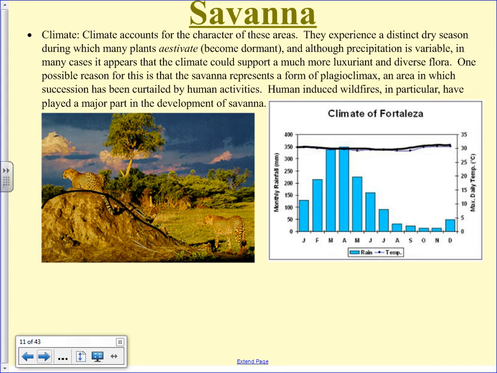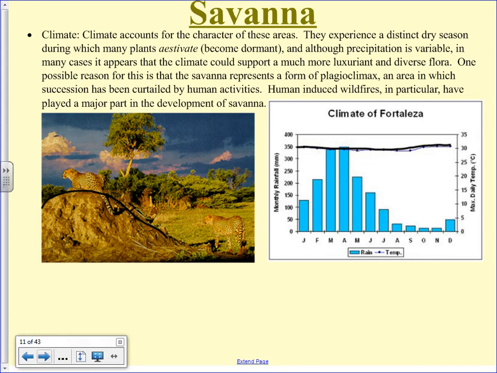Plagioclimax means an artificial endpoint is kind of reached. And that's because wildfires are very prevalent in the savanna. And so rather than getting to a further stage in the evolution of this area, it tends to get stopped by wildfires. When you've got 8 months with no rain, you're going to get fires happening because it gets so hot and dry.